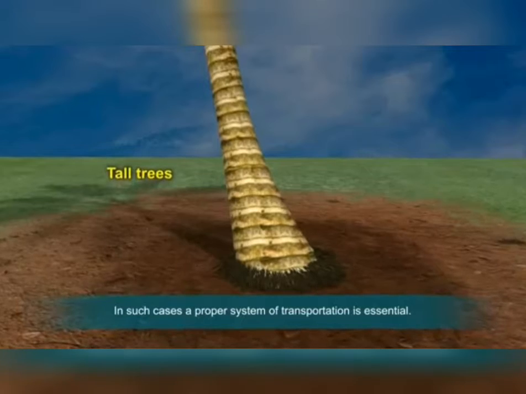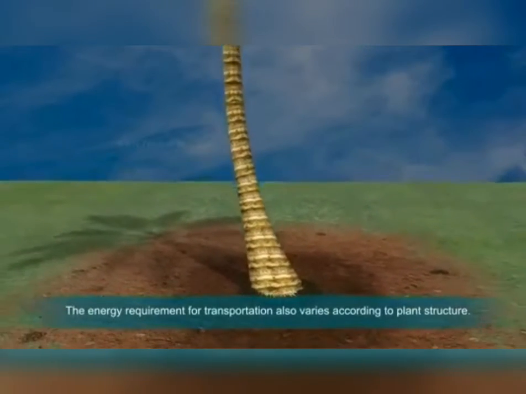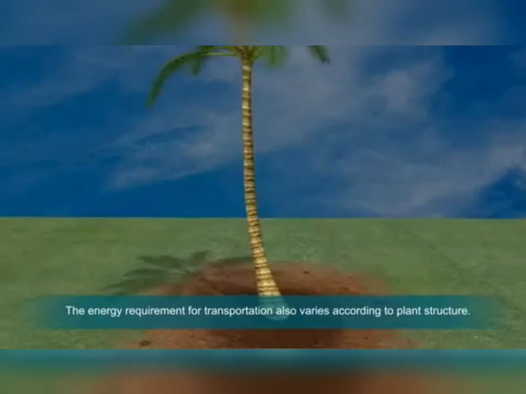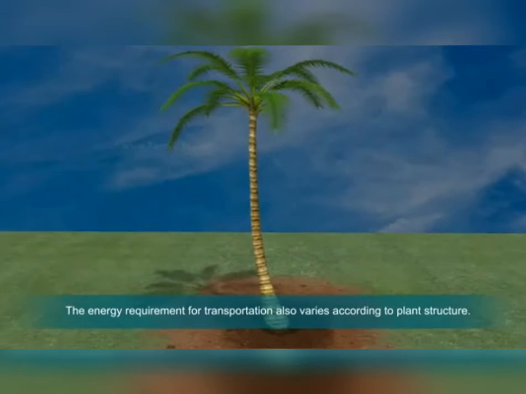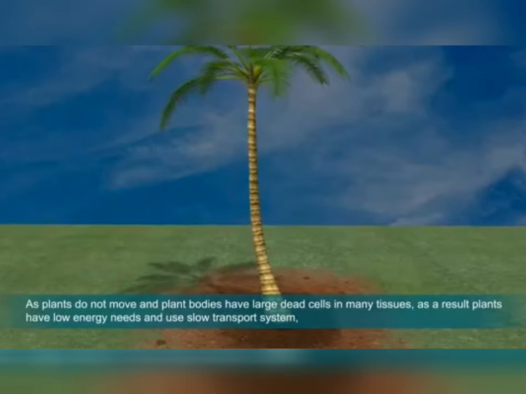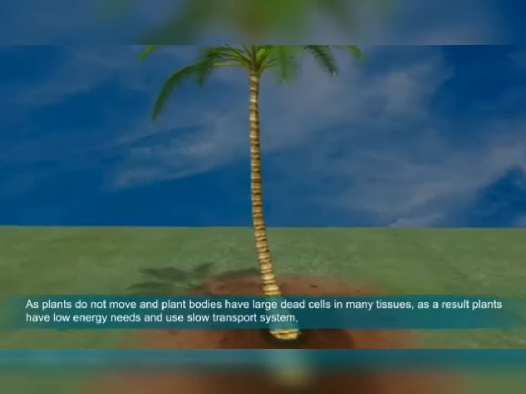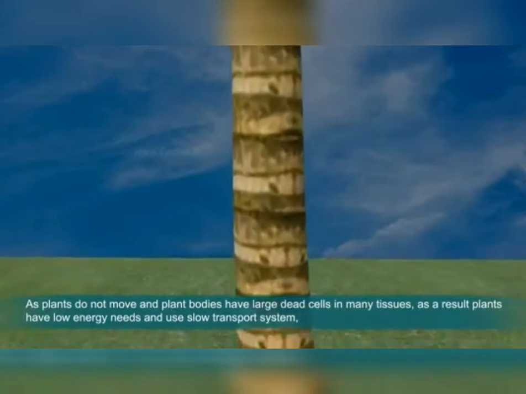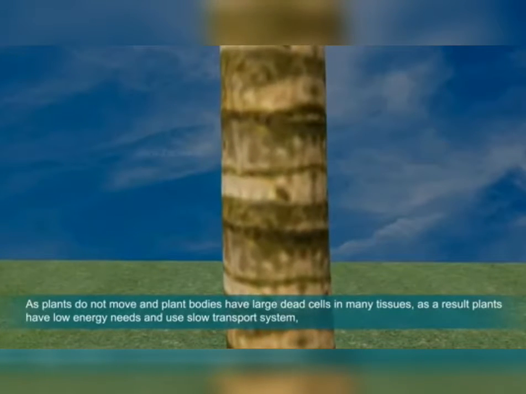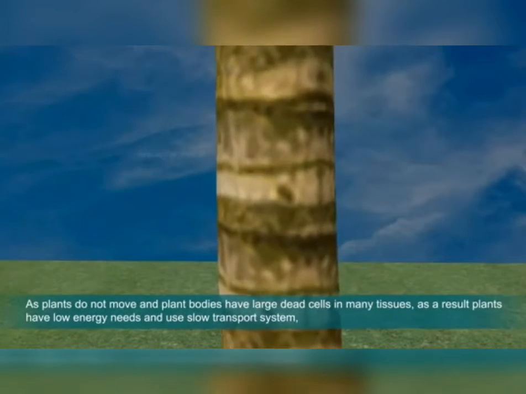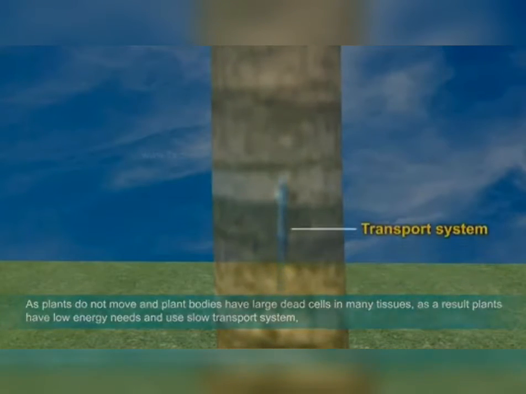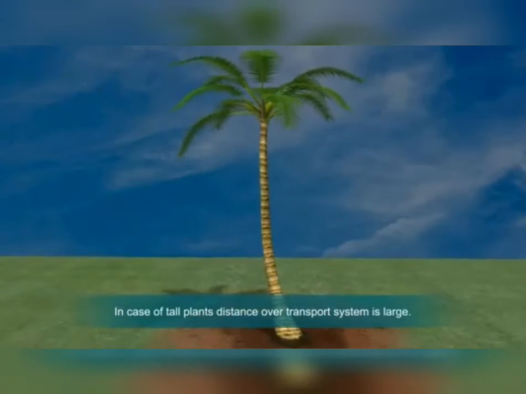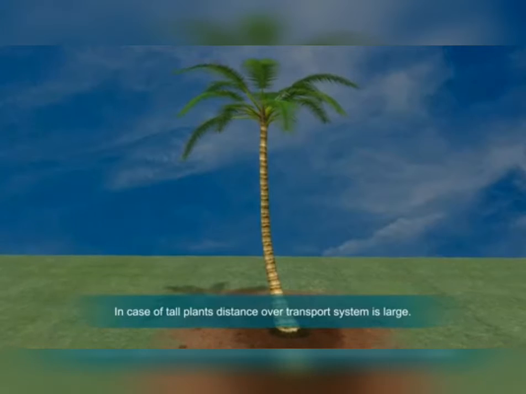Example, tall trees. The energy requirement for transportation also varies according to plant structure. As plants do not move and plant bodies have large dead cells in many tissues, plants have low energy needs and use a slow transport system. In the case of tall plants, the distance over which the transport system works is large.